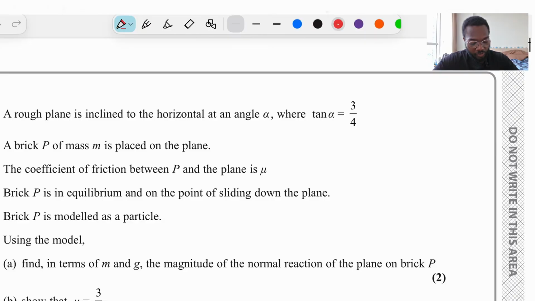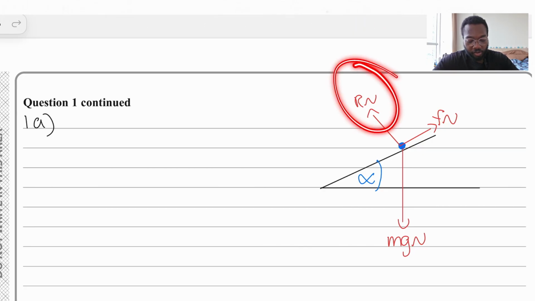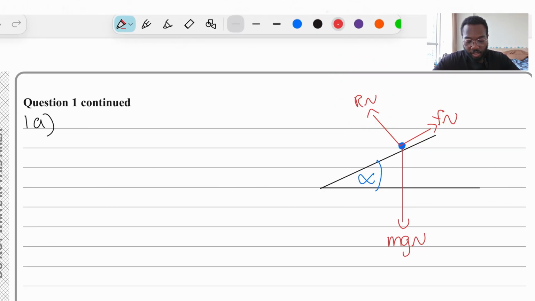So now we have everything we need, and for 1a, we need to find in terms of M and g the magnitude of the reaction on P. So we need to work out our R value here. To do that, what can we do? Well, we need to resolve forces in this direction, in the same direction as the R, which means that we will need to work out our weight value in that same direction. So what do we know?